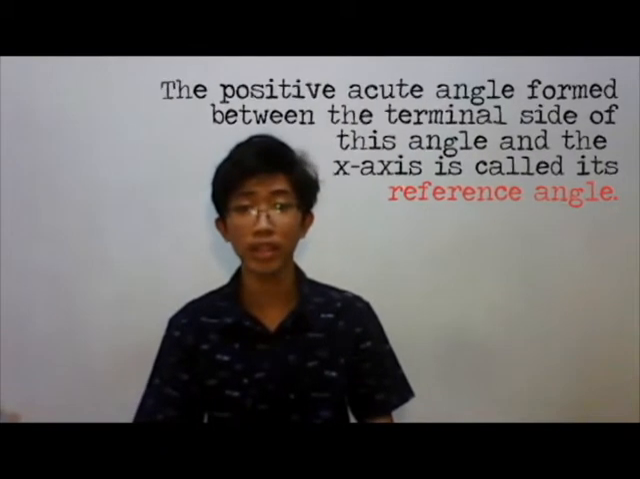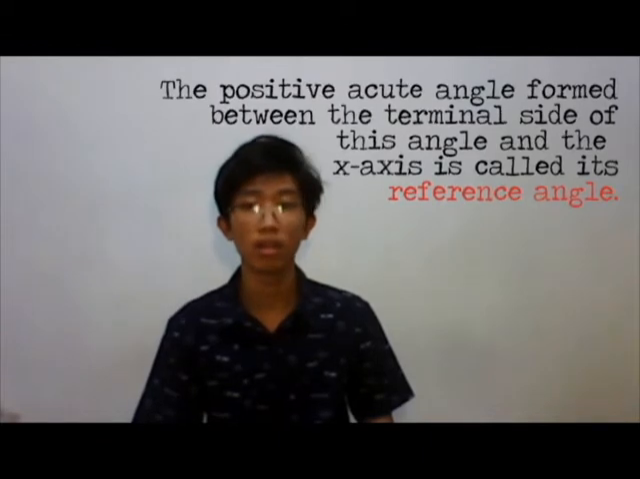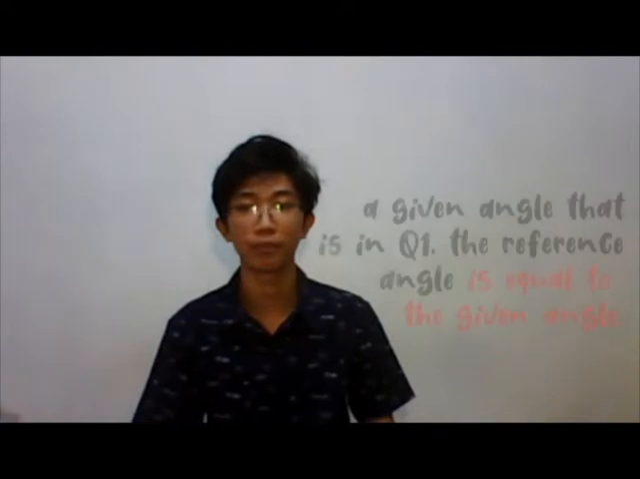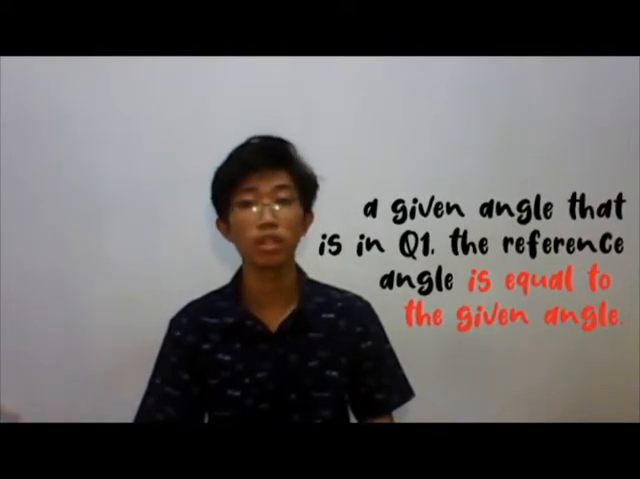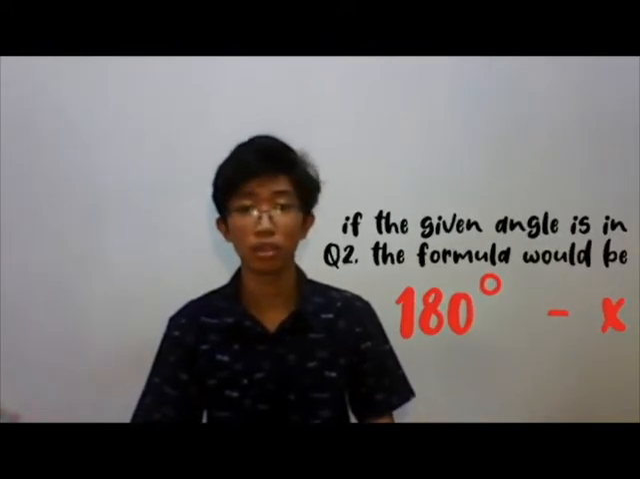Now for the reference angles. The positive acute angle formed between the terminal side of this angle and the x-axis is called its reference angle. If the given angle is found in quadrant 1, the reference angle is equal to the given angle. For example, if the given angle is 10 degrees, which is in quadrant 1, your reference angle would also be 10 degrees. Now, if the given angle is found in quadrant 2, the formula is 180 degrees minus x.